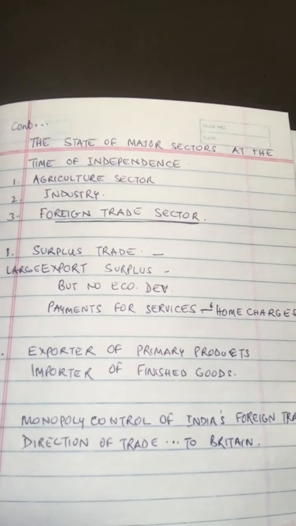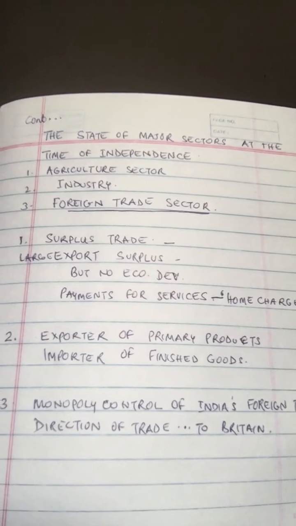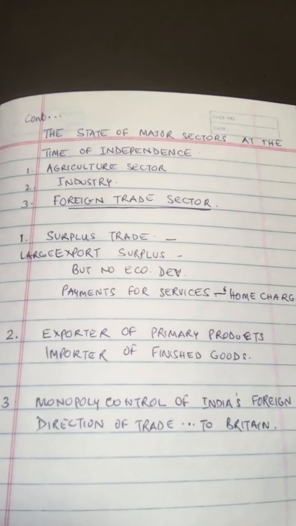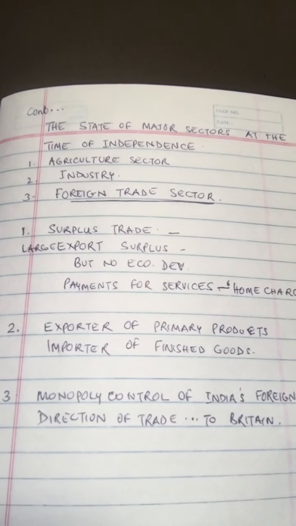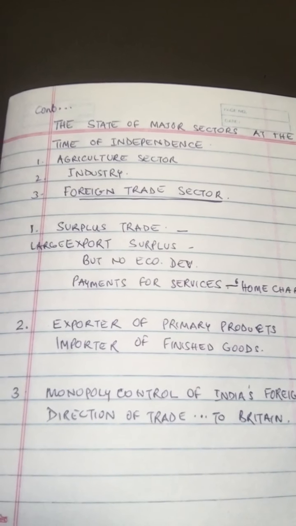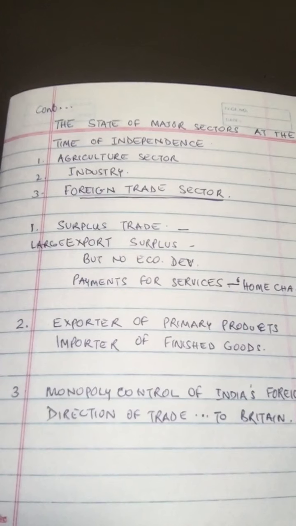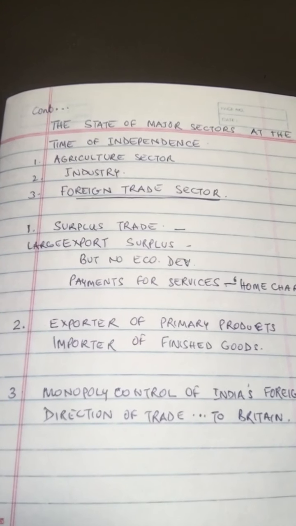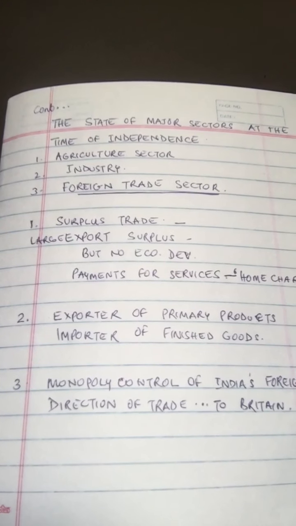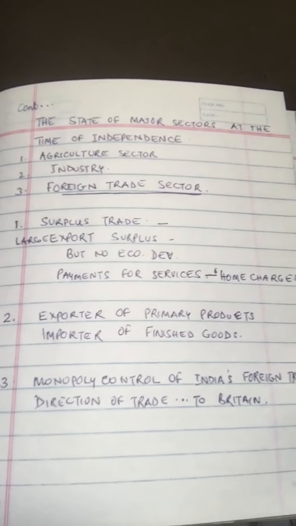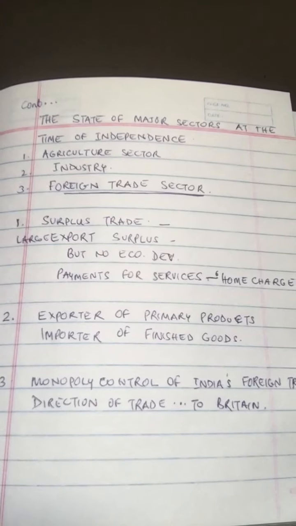So we became an exporter of only primary products, that is raw materials, such as cotton, jute, indigo, raw silk, wool, etc. And what did we import? Consumer goods like finished goods, like cotton, silk, woolen clothes, and capital goods like machinery. So we ended up doing that.